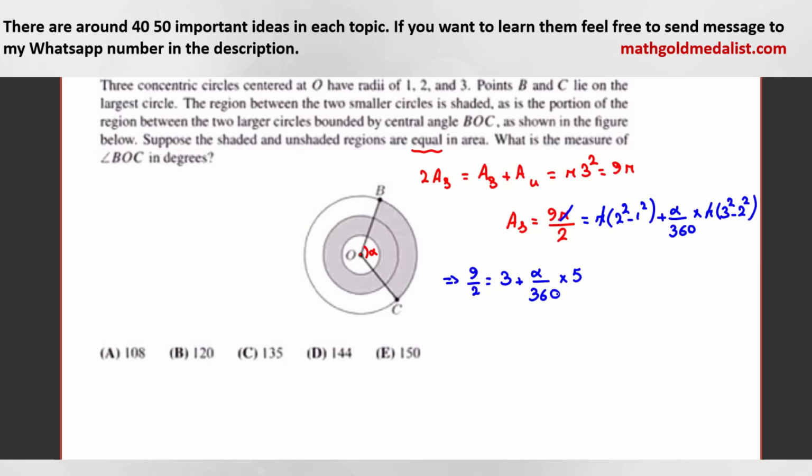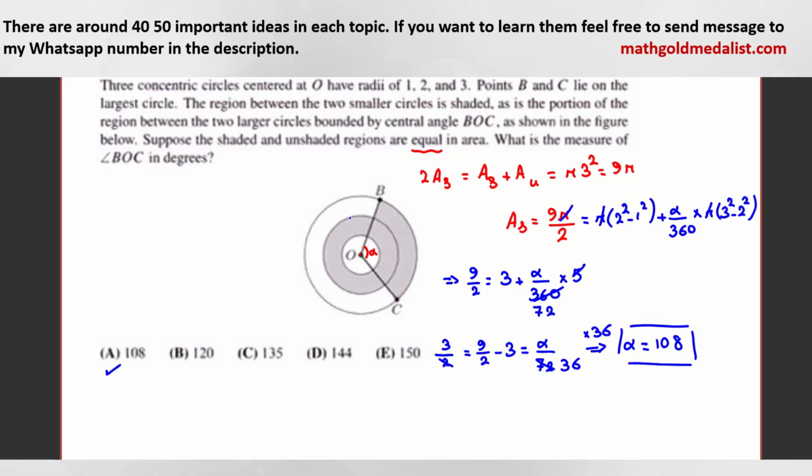Okay? Now, let's simplify as much as we can because we want to find alpha. 5 and 360 gives 72. So 9 over 2, if we subtract 3 from both sides, equals alpha over 72. Using common denominator 2, 9 minus 6 is 3, so 3 over 2. We can multiply both sides by 2, and then by 36, or cross multiply. 36 times 3 is 108. So the angle in this problem is 108, which is choice A.